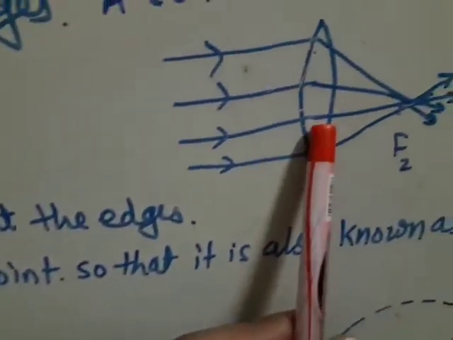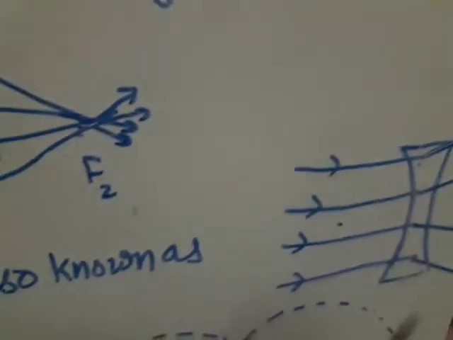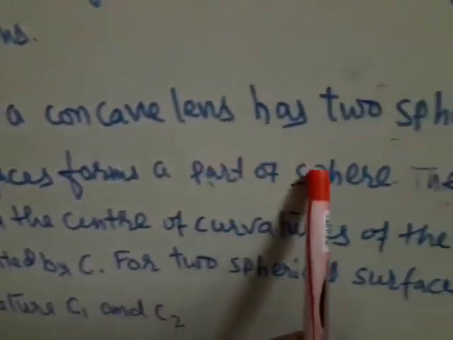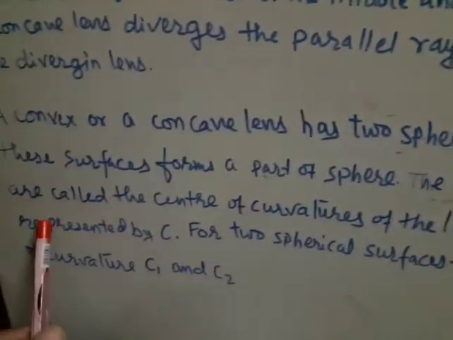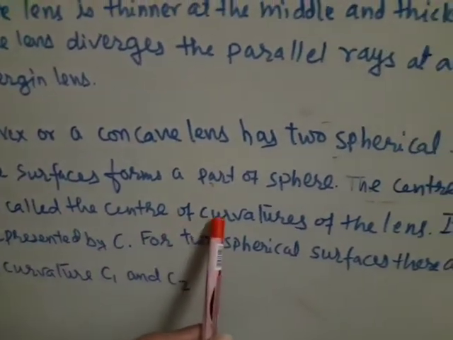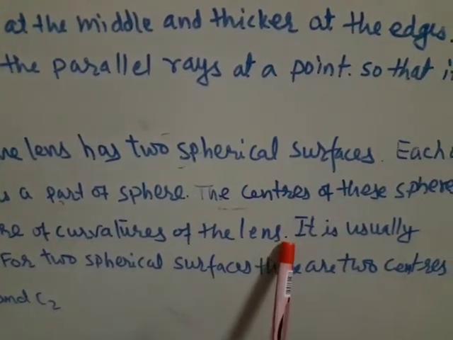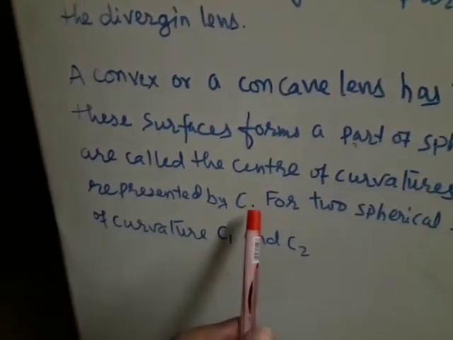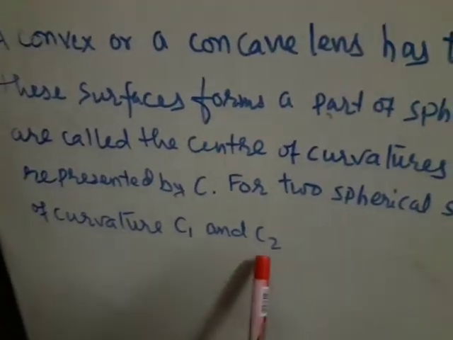Now, a convex lens or a concave lens has two spherical surfaces. A convex lens has two spherical surfaces like this. These surfaces form a part of a sphere. The centers of these spheres are called the centers of curvature. It is usually represented by the letter C. For two spherical surfaces, there are two centers of curvature, C1 and C2.